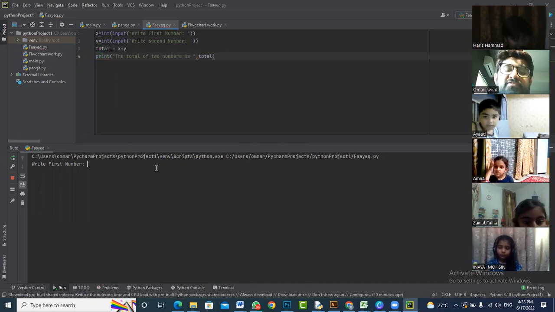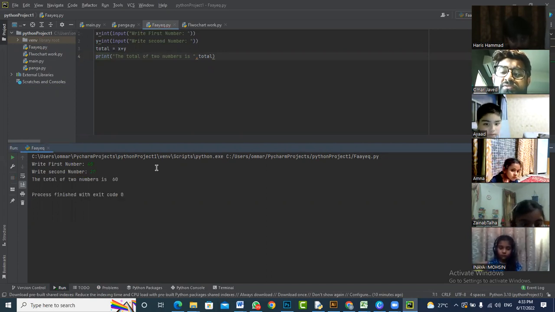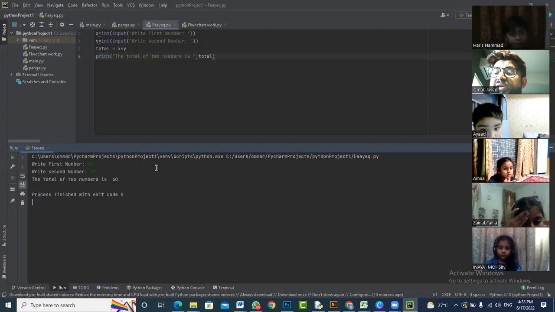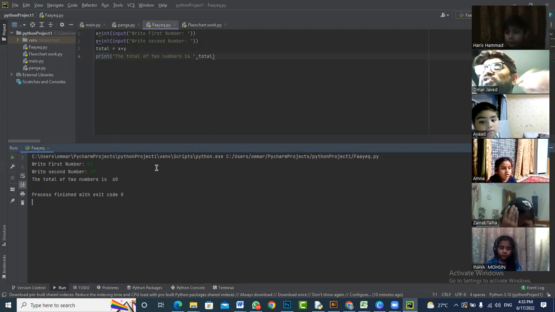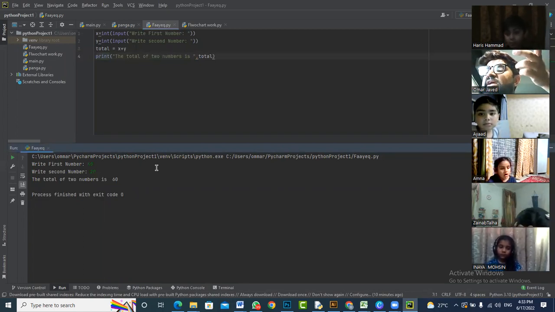Let's say that I say the first number is 40, second number is 20, and it works fine now. So the runtime error has been removed. This kind of an error is a runtime error. What is the runtime error? A runtime error is that which stops your program while it's running.